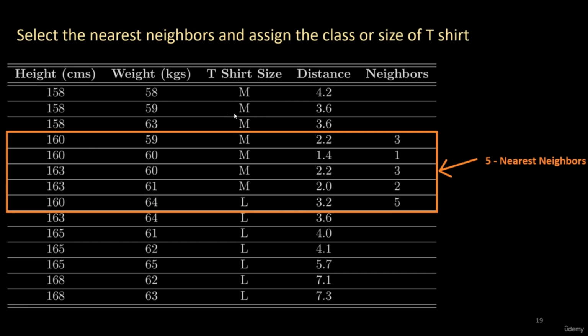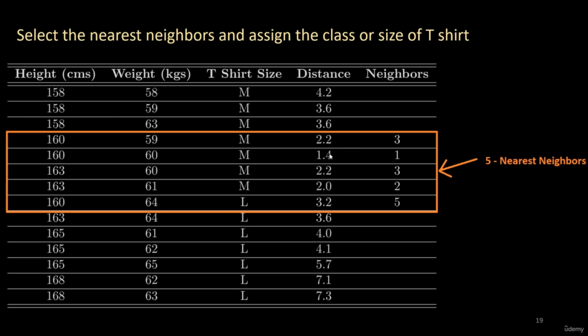Now, in order to select the 5 nearest neighbors, find the 5 smallest distances. So if we see 1.4, 2.2, 2.2, 2, 3.2, they are the 5 smallest distances of a new data point with the data points that are present in the original data set. So these 5 distances, or those points which have these 5 distances with our new point, will constitute the nearest neighbors for the new data point.